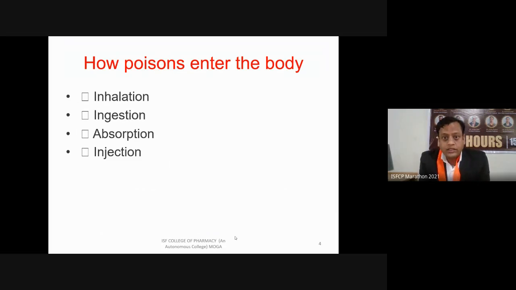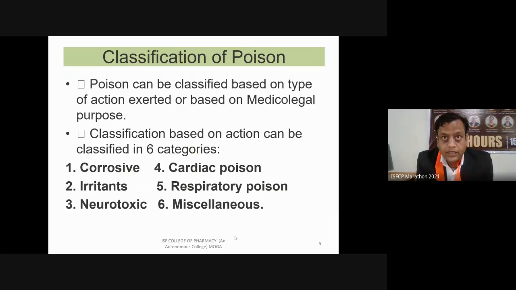How poisons enter into the body? So there are various ways through which poison enter into our body, through inhalation, ingestion, absorption, and through injection. So classification of poison. So poison can be classified based on type of action exerted or based on medico-legal purposes. So the classification based on action can be classified in further six categories. First include corrosive, second irritants, third neurotoxic, fourth cardiac poison, fifth respiratory poison, and miscellaneous.